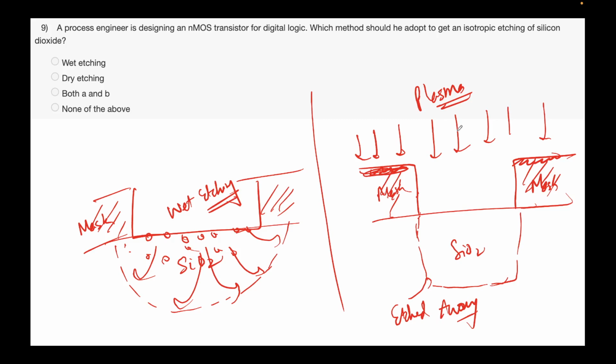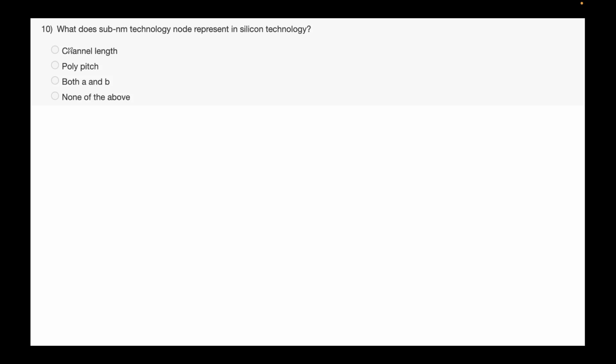Sorry, what does sub-nanometer technology node represent in silicon technology? Okay, so I'll connect this with some recent news you may have heard. Tata Electronics is opening a fabrication plant for semiconductors in Gujarat. That was announced, I guess, a month or two ago, if I'm not mistaken, right?